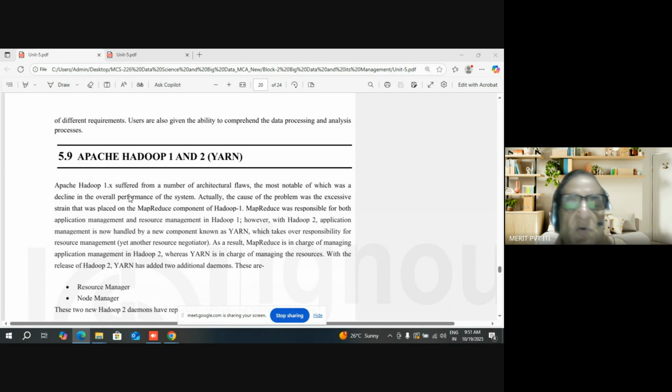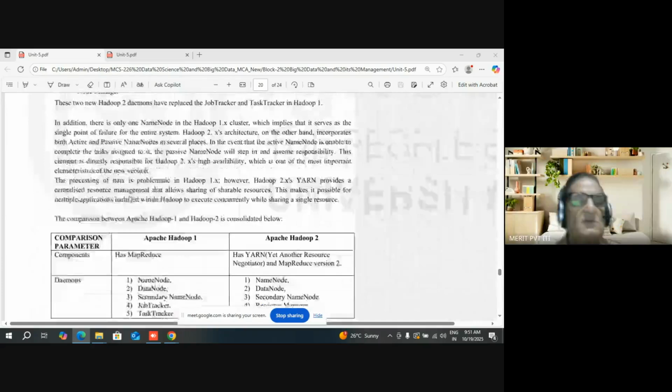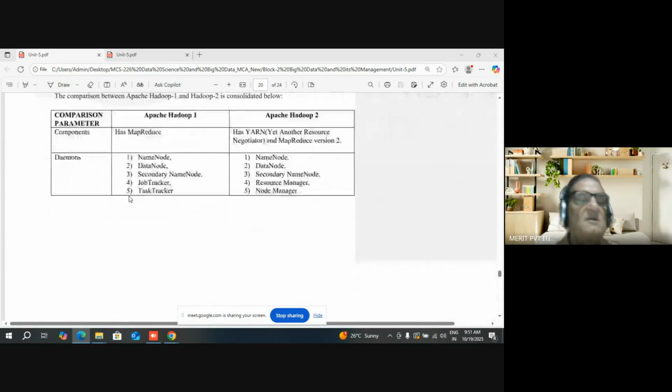However, with Hadoop 2, application management is now handled by a new component known as YARN, which takes over responsibility for resource management, yet another resource negotiator. As a result, MapReduce is in charge of managing application management in Hadoop 2, where YARN is in charge of managing the resources. With the release of Hadoop 2, YARN has added two additional daemons. These are resource manager and node manager. So these are the things we talked about.